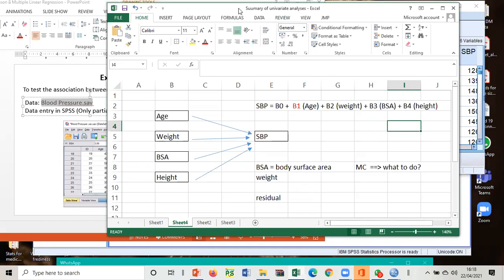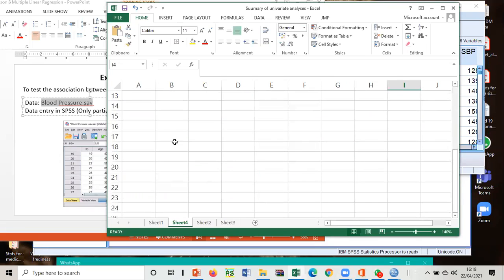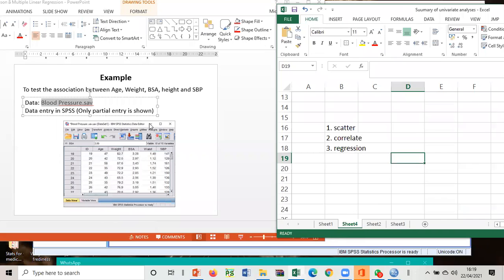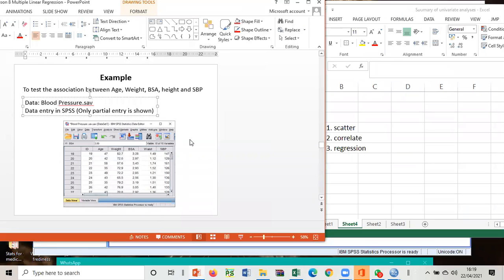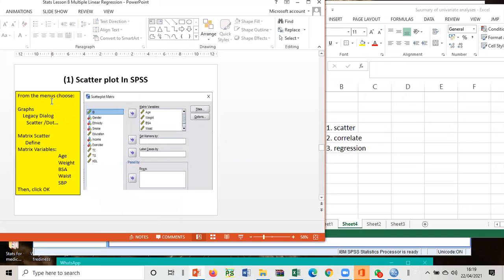Ready? So same as before. Number 1, scatter to see. Number 2, correlate to measure the strength. And number 3, regression to get the parameter values. 3 steps. Okay, let's go to the first step. Do exactly what is shown here.